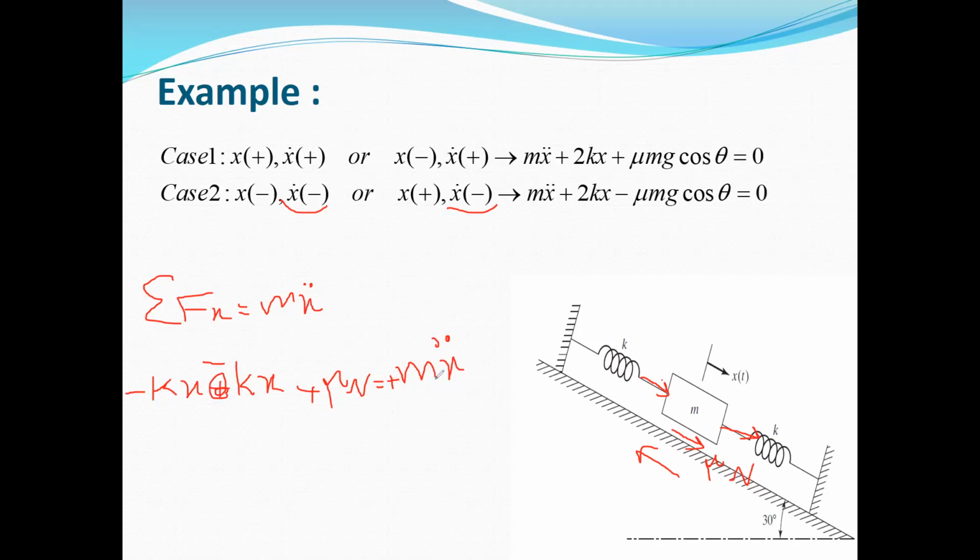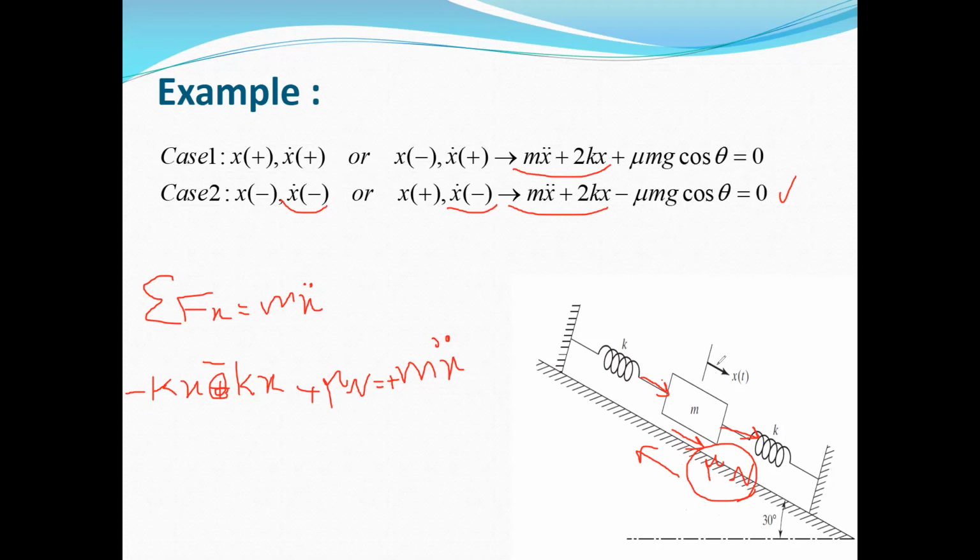When you simplify this equation, you can extract the second equation. The difference between this case and the first case is only the direction of mu N. According to this direction, the equation of motion will be m x double dot plus 2kx minus mu mg cosine theta. If we ignore the non-homogeneous term, the homogeneous part of the equation of motion is the same. As you can see, for both directions of motion, the equation of motion is m x double dot plus 2kx.